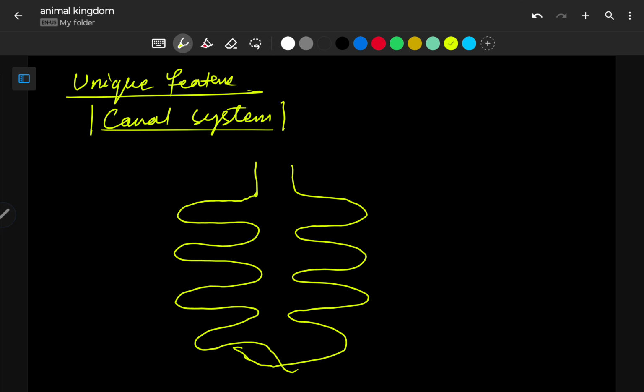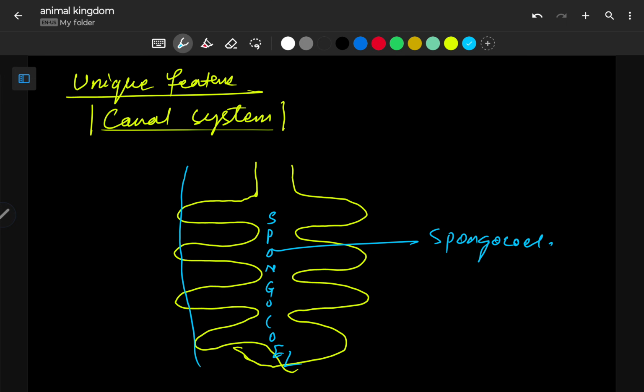Okay. So at the center there is a cavity which is known as spongocoel. Okay, this is spongocoel. Now see, this is the body surface. In the body surface you can see some openings are there. So these are the openings throughout the body. This portion is open to exterior through very minute pores, and these pores are called ostia.